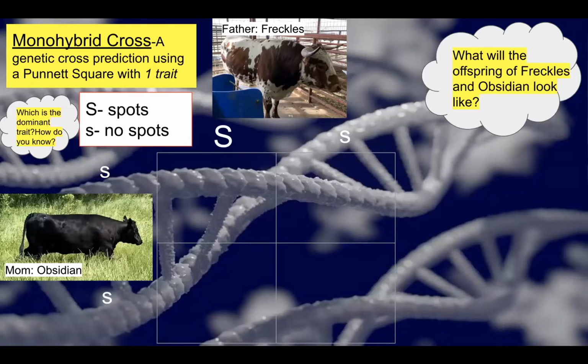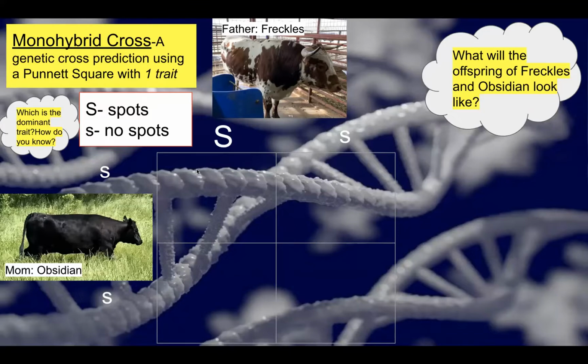So we're going to be examining monohybrid crosses, and that is a genetic cross prediction using a Punnett square, but we're only going to be using 1 trait. In the next segment, you're going to be looking at dihybrid crosses, and Ms. Schramm will be discussing 2 traits. In this one, we're just doing 1 trait at a time.